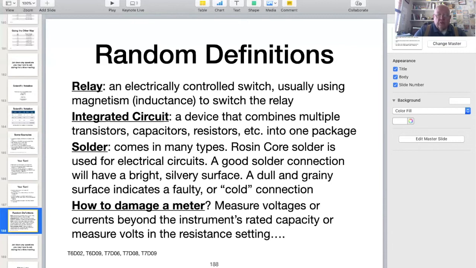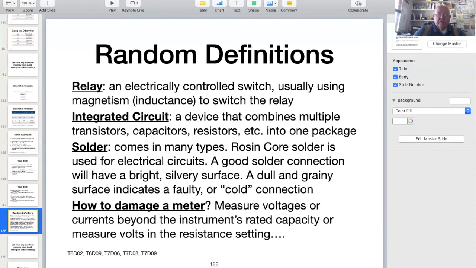Solder is the glue that joins electronic components to each other. There are three main types of solder: rosin core, acid core, and solid core. Acid core is primarily used in plumbing applications. Rosin core is used in electronic applications. Solid core can be used in either case with the appropriate application of either rosin or solder. Good solder connections are essential, and they look bright and shiny when the connection is made properly.